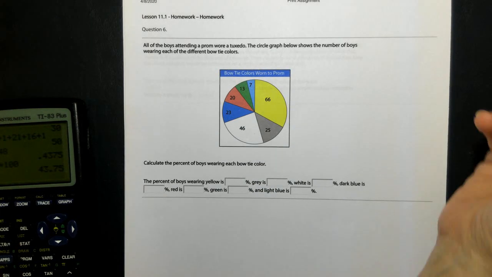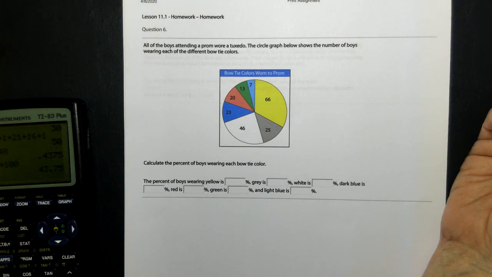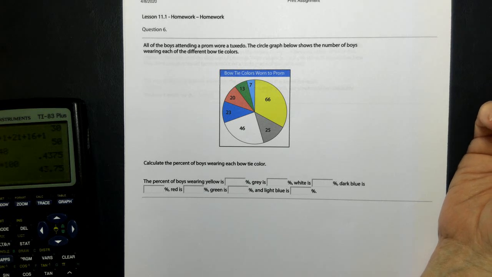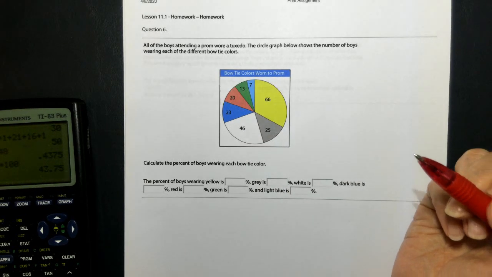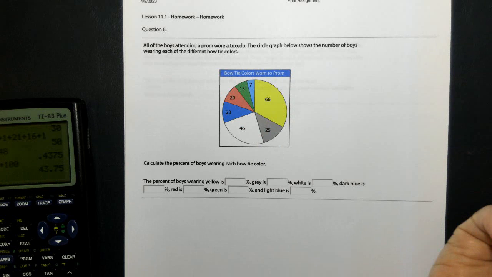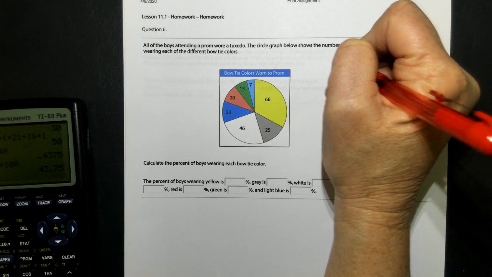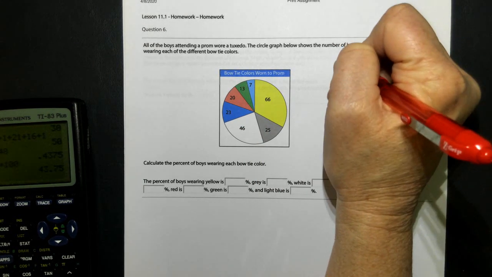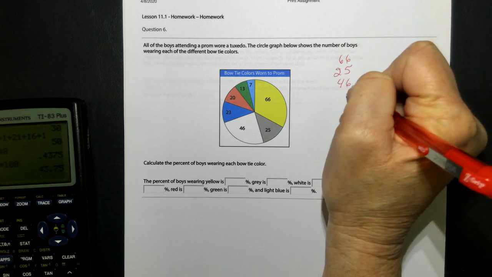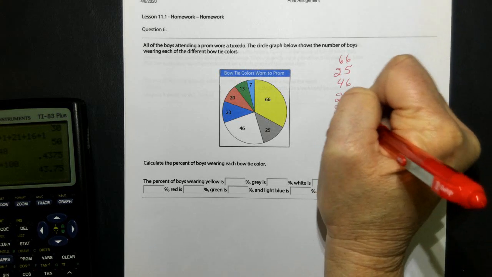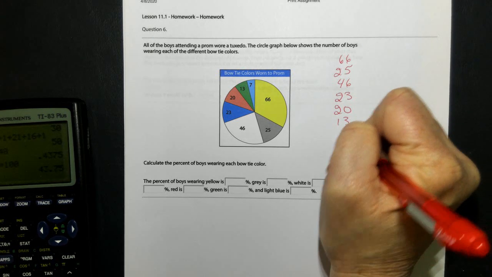Moving on to pie charts, or sorry, circle graphs. We'll always call them pie charts. All the boys were wearing tuxedos. The circle graph below shows the number of boys wearing each of the different bow ties. Now, these are the number of boys, but now we need percent. And remember, the circle represents 100%. So we need to first find out how many in the total. So we have 66, 25, 46, 23, 20, 13, and 7.